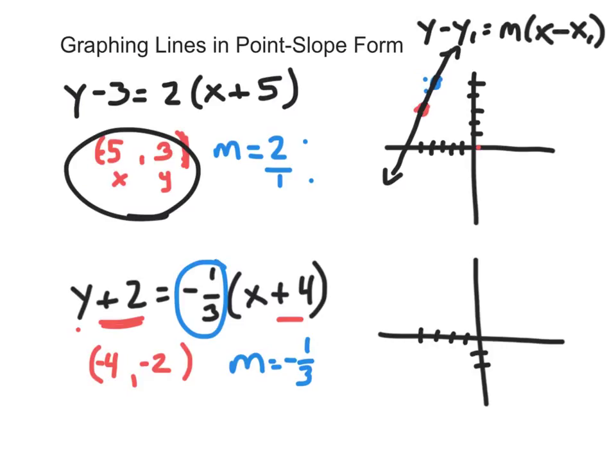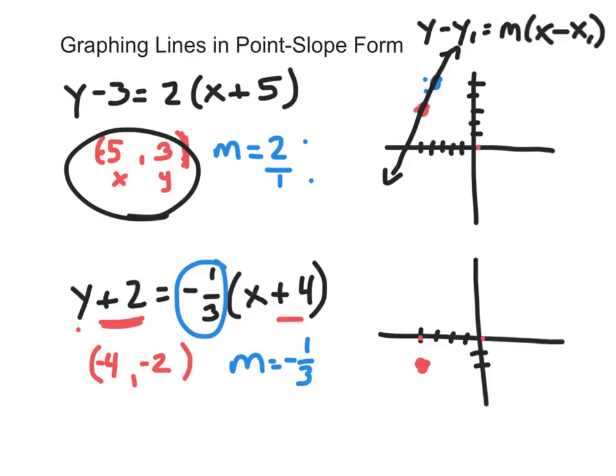We start by plotting the point negative 4, negative 2. So from the origin we move left 4 and down 2, and that's where we put our point. Again, not right here. That's not our point. That was just me showing you I'm moving over negative 4.